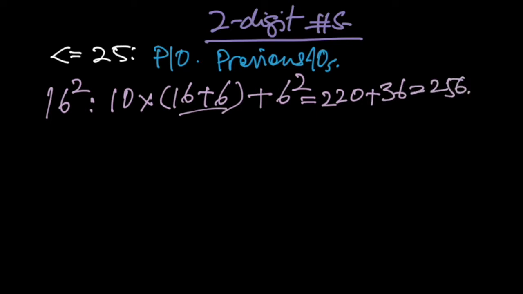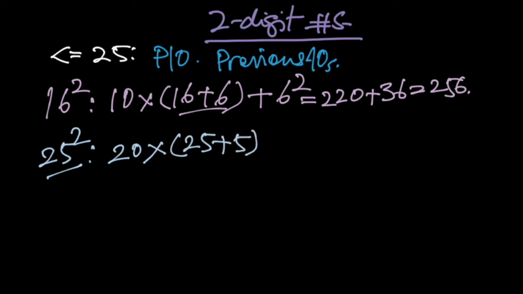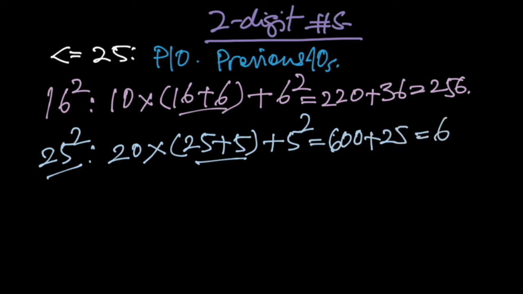Let's take one more example, 25 square. Previous 10 for 25 is 20, then we multiply it with 25 plus 5, because 25 is 5 more than 20, plus we add the square of 5. So this becomes 30. So we have 20 times 30, which is 600, plus 25. So we get 625. You should have squares till 25 on your fingertips as it helps greatly in squaring bigger numbers. As much as possible you should practice doing these calculations mentally.